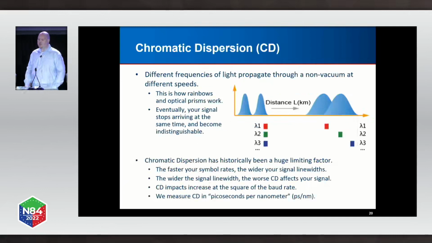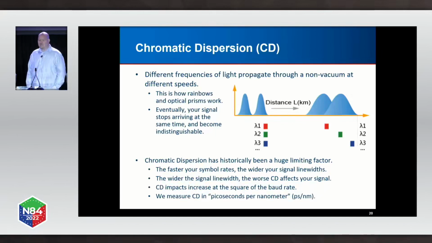Chromatic dispersion is what happens when different frequencies of light propagate through a non-vacuum at different speeds. That's less of a problem if your channel 1 is propagating slower than your channel 2, but it's more of a problem if channel 1 itself, the start of the signal, propagates differently than the end of the signal. That's where you need that to be fixed so you can decode it.